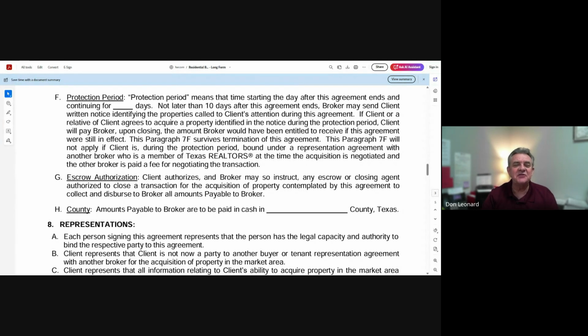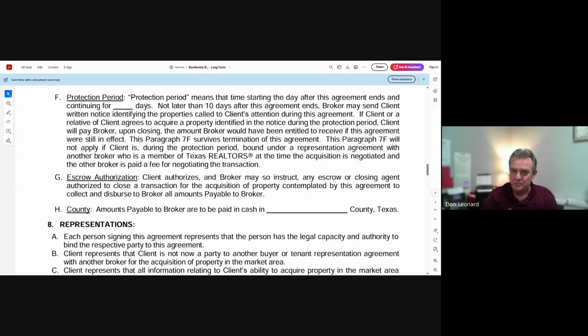This has nothing to do with where the property is located. It has to do with where the brokerage is located. Money is paid to the brokerage. And it doesn't matter where the title company is either. The brokerage is paid in Harris County, Texas.